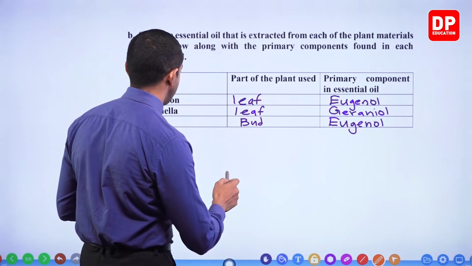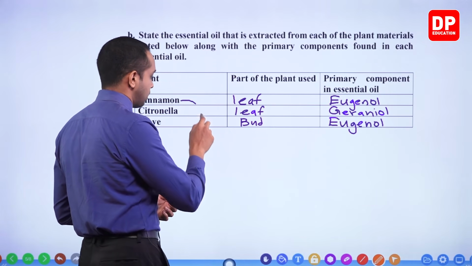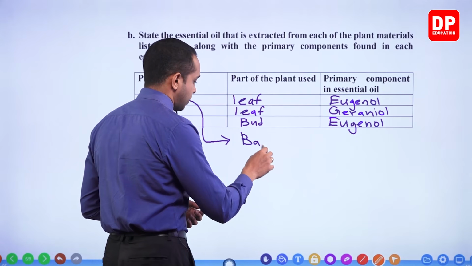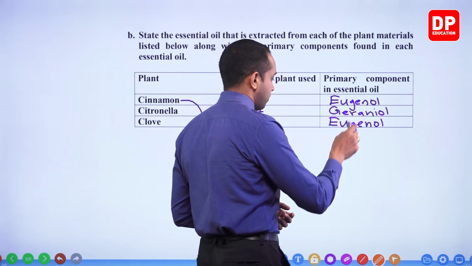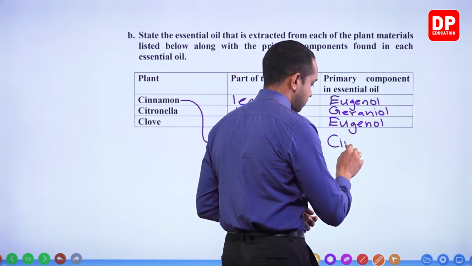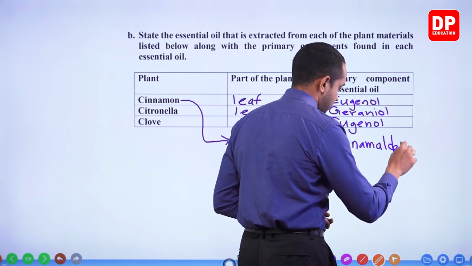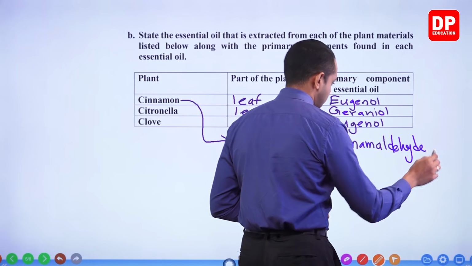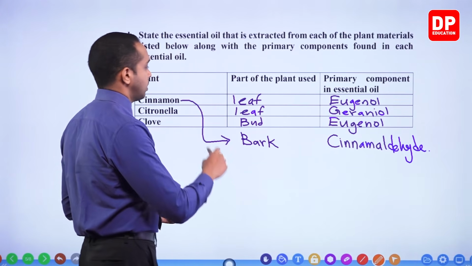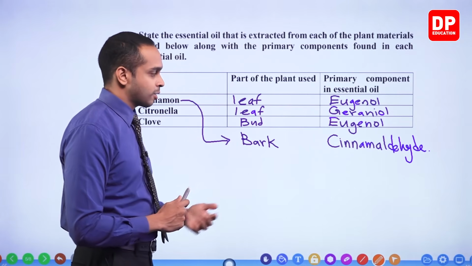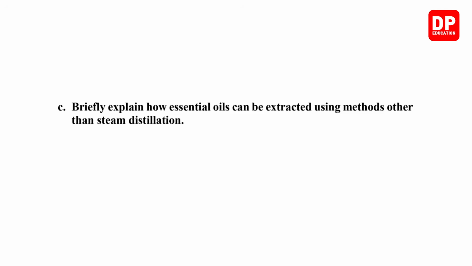So when it comes to cinnamon, if you write here one additional detail, cinnamon bark will have cinnamaldehyde. So cinnamon bark produces cinnamaldehyde, cinnamon leaf essential oil mainly contains eugenol, and cinnamon bark essential oil mainly contains cinnamaldehyde. Briefly explain how essential oils can be extracted using methods other than steam distillation.